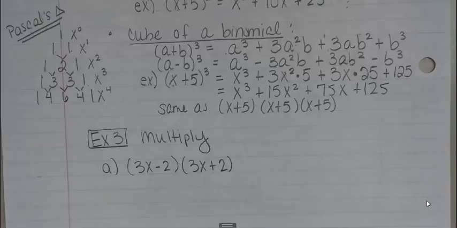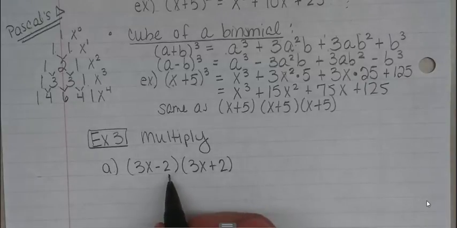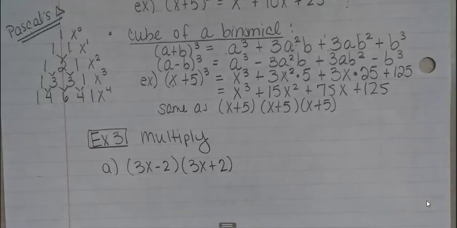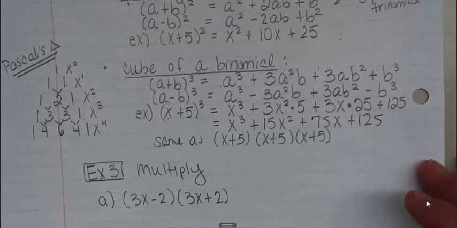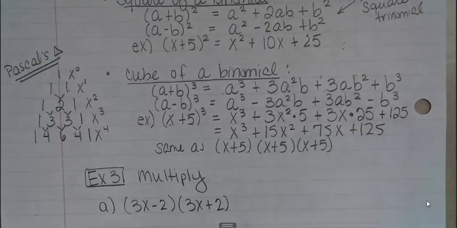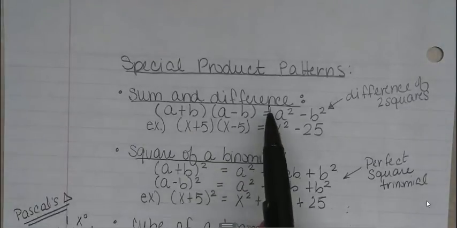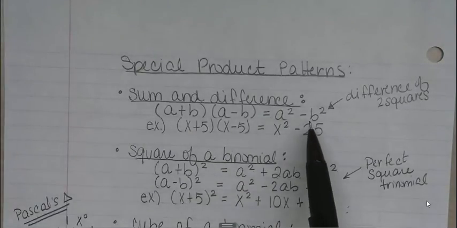Okay, now of course you can use FOIL. And if you are looking, you will notice that your inners will give you a negative 6x and your outers will give you a positive 6x. So your inners and your outers cancel out. So if you do FOIL, you're really just kind of wasting time. You should recognize I've got the same terms in both of these binomials, opposite signs, so it's a sum and difference pattern. I'm not going to have a middle term.